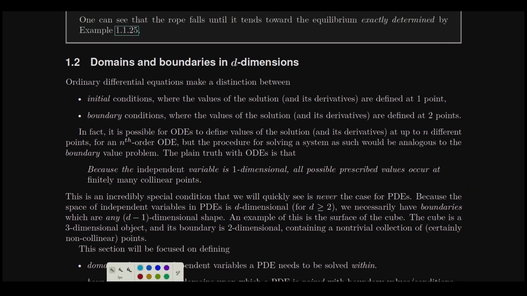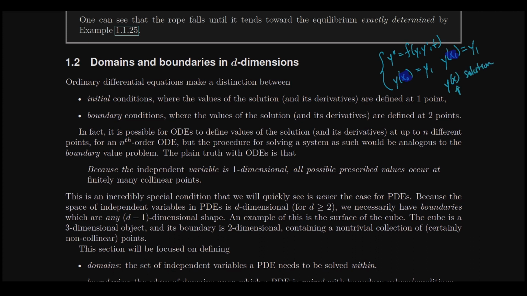And alternatively, in ODEs, we can have boundary value problems, and this is just where the boundary is 2 points instead of 1 point. So let's look at an example of that. Maybe y double prime is f of y prime and t, but now we have defined the value of the solution at 2 different points in space. These points are now called our boundary conditions or boundary points.